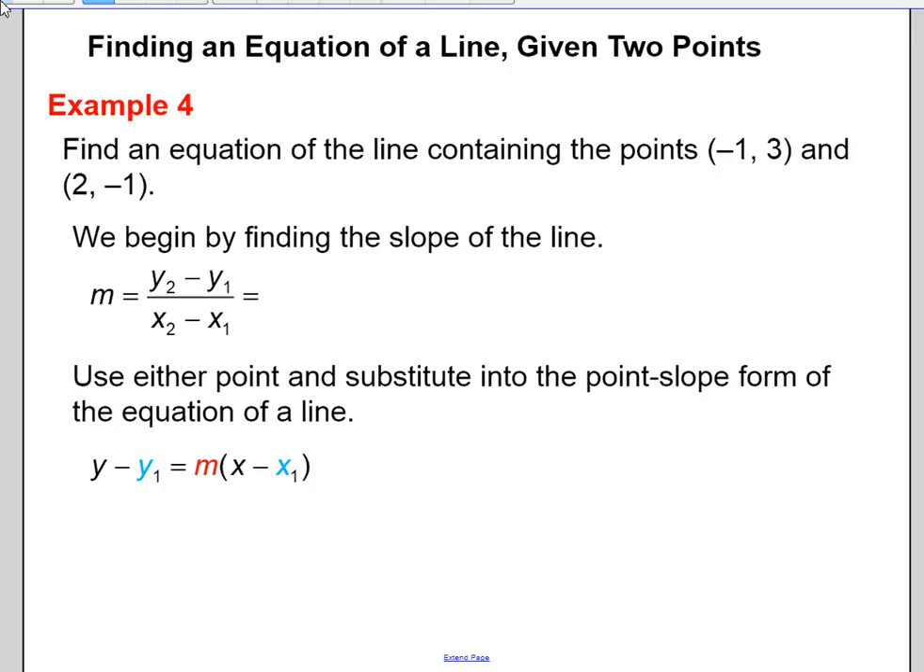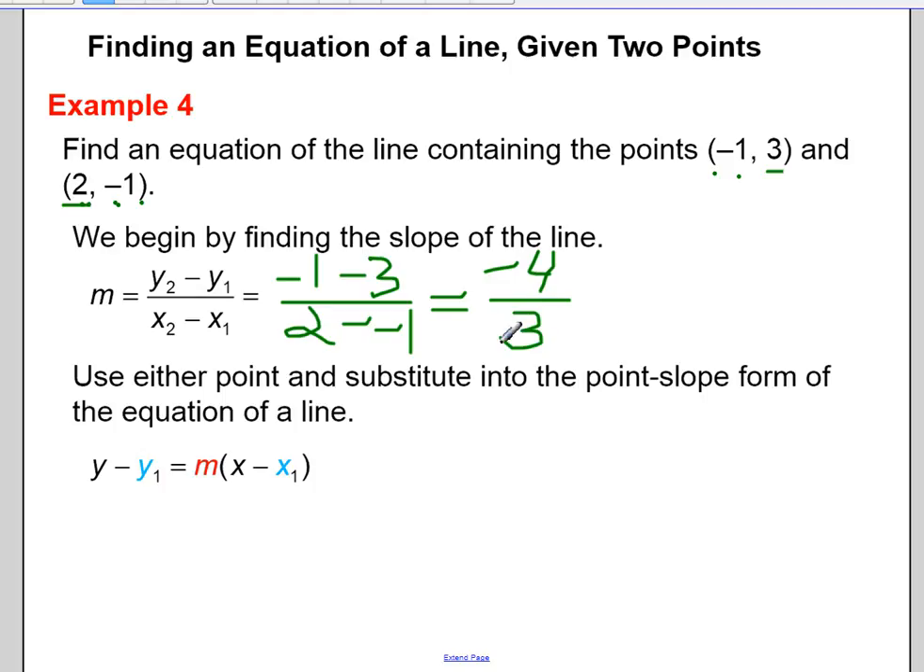Recall the formula for slope is y2 minus y1 over x2 minus x1. So we have our y2, which is -1, minus our y1, which is 3, divided by our x2, 2, minus your x1, which is -1. We simplify this so that we get -4 in the numerator, and 2 minus -1 is +3. So the slope between the 2 points is -4/3.